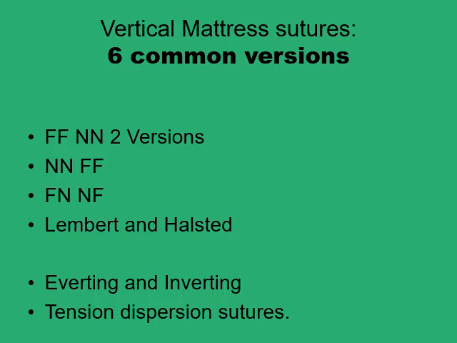There are six common versions of this family of mattress sutures that we're going to discuss in this presentation. Two of them would be the far and near to near sutures, another near to near and a far to far, and a fourth far to near, near to far, and then the Lembert suture and the Halsted sutures. We'll see their individual properties and how some of them would give eversion to the wound edge, some will give inversion, and some would provide more tension dispersion than others.